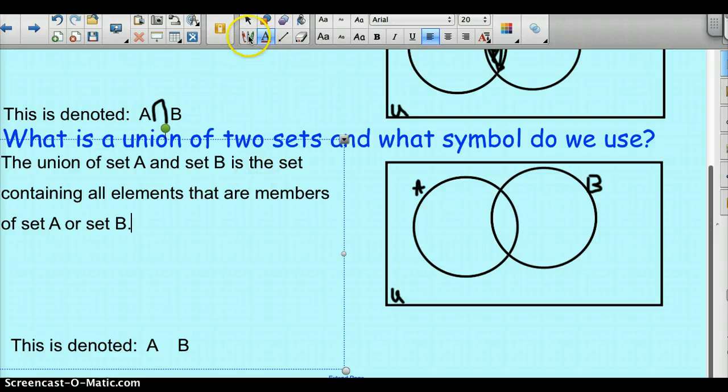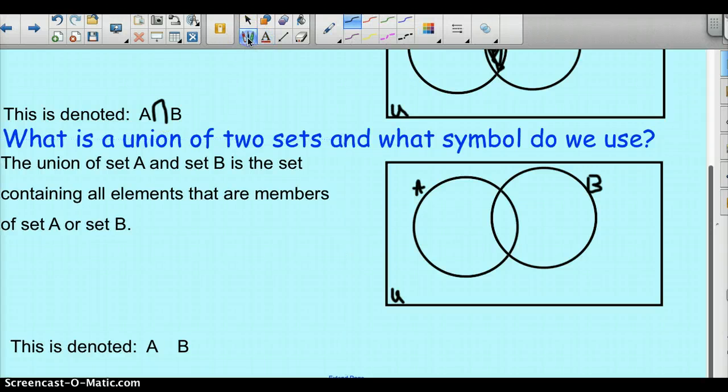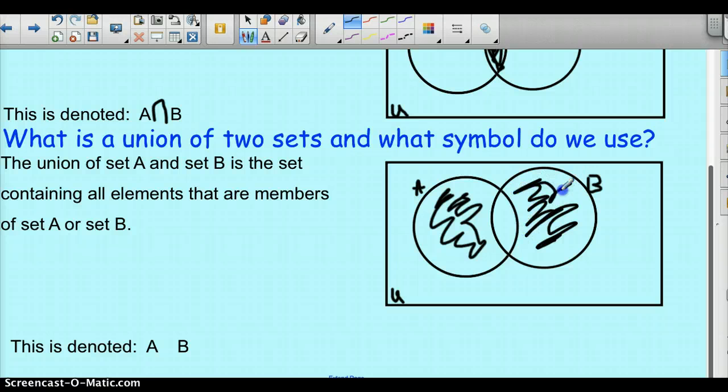So for union, it's either or. They can be an either or set. In intersection, it's got to be in both. Union, it's either or, so all elements that are elements of A or B, including the ones that are elements of A and B, are all going to be included in the union. This is denoted as A union B. So those are our ideas with union and intersection.